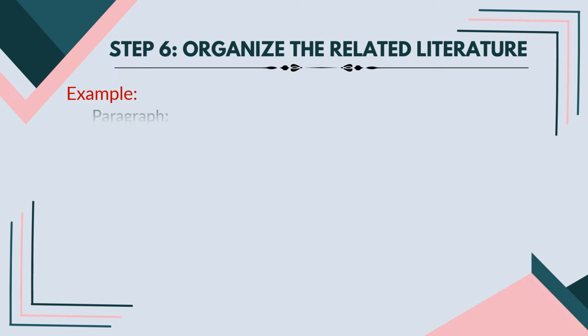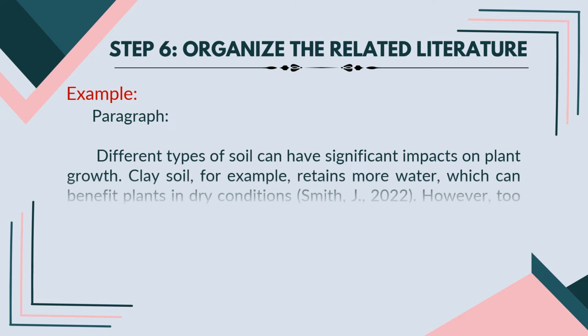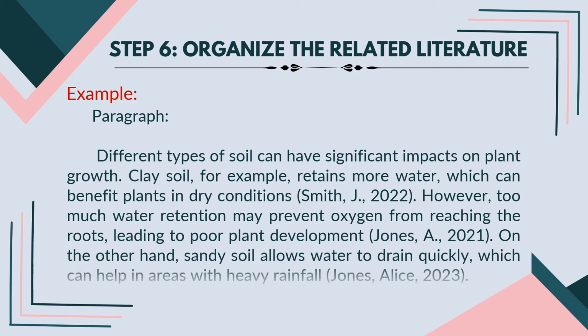Example in paragraph: different types of soil can have significant impacts on plant growth. Clay soil, for example, retains more water, which can benefit plants in dry conditions. Smith, J., 2022. However, too much water retention may prevent oxygen from reaching the roots, leading to poor plant development. Jones, A., 2021. On the other hand, sandy soil allows water to drain quickly, which can help in areas with heavy rainfall. Jones, Alice, 2023.